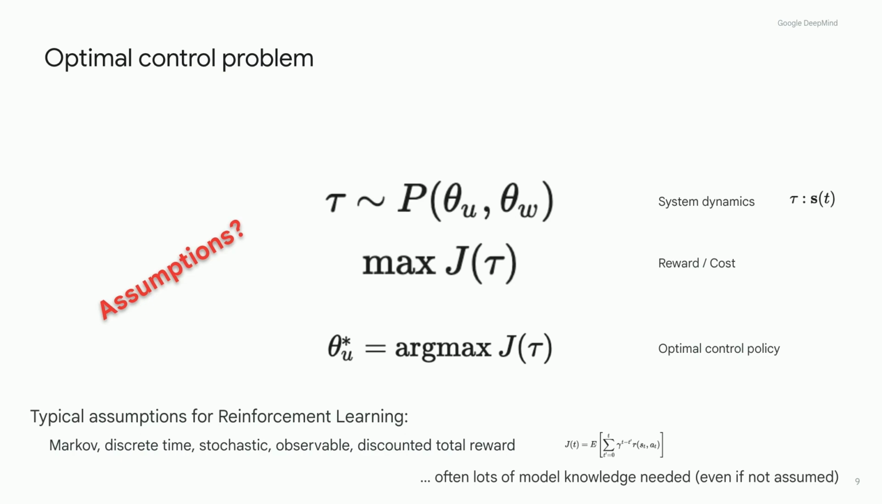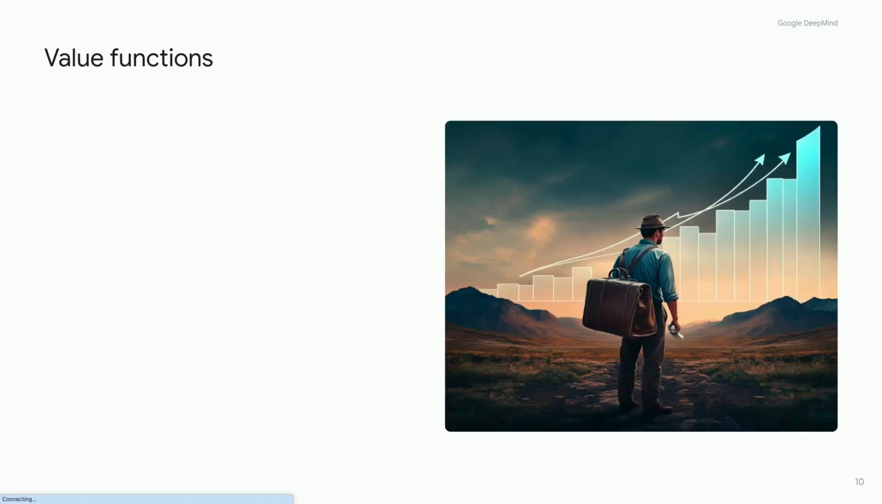Good. So this maybe comes a little bit as a surprise to some, and maybe even people doing reinforcement learning, is that I would say actually to do this, usually a lot of model knowledge is required, even if it's maybe not assumed or people are not very conscious about it. There's a lot of model knowledge that goes into that, and I'm going to come back to that point.